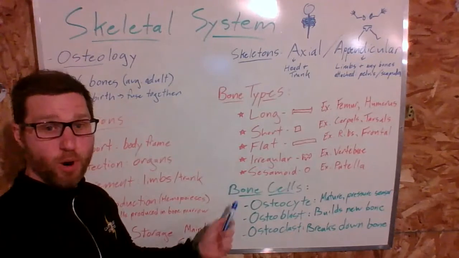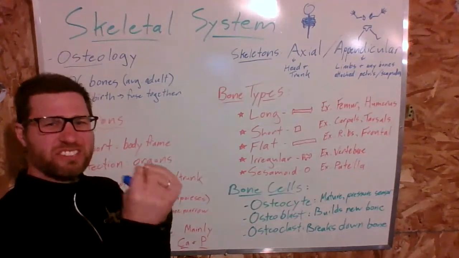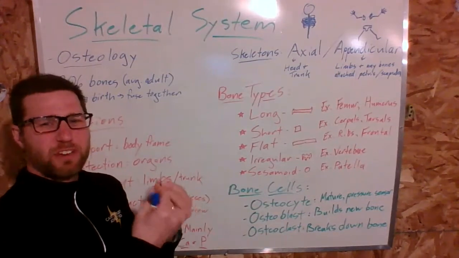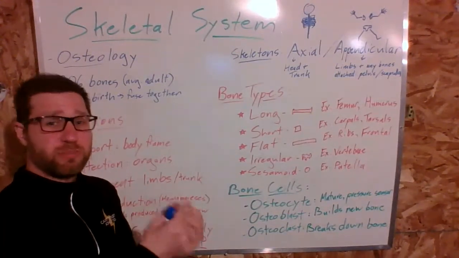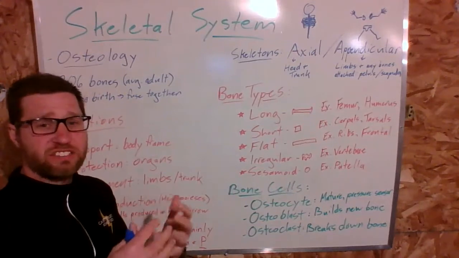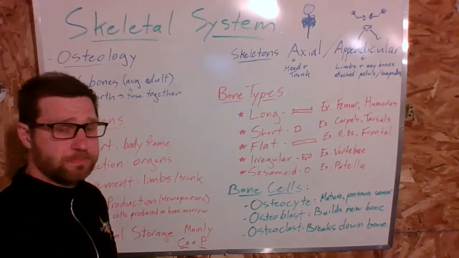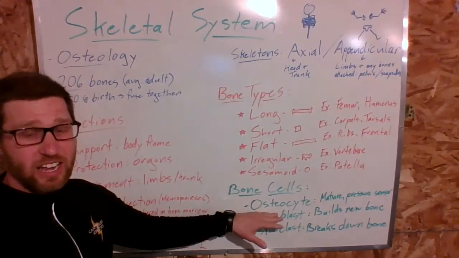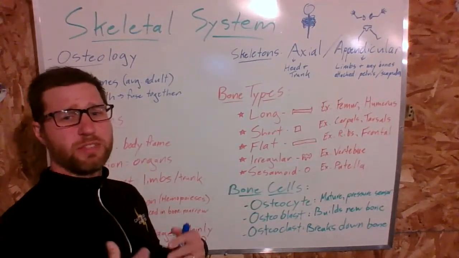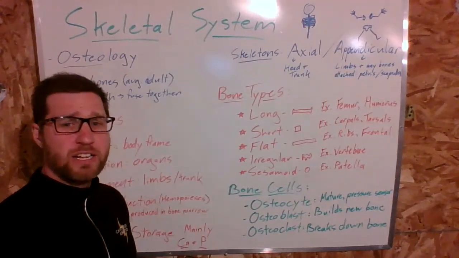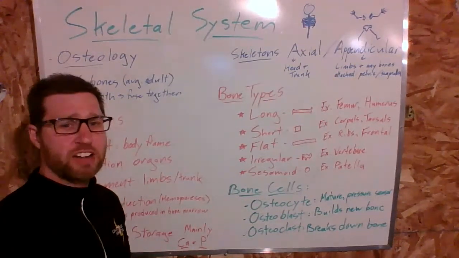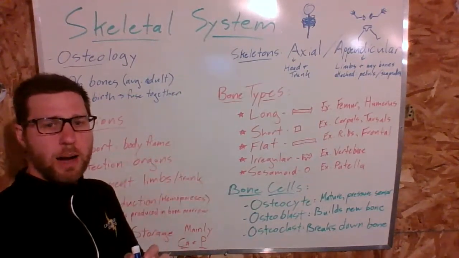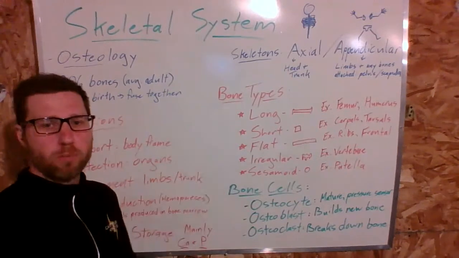Lastly, we'll look at some bone cells. So these are the cells that make up the bone itself. They have some different properties and they do some different things, but all of these cells exist within your bones. The first type of bone cell is called your osteocyte. And your osteocyte is the mature bone cell that has that calcium phosphate and is making up that matrix of rigid bone material that makes up your bone proper.